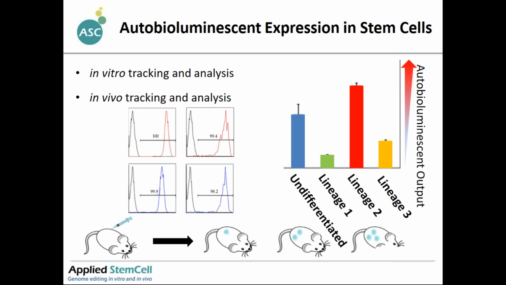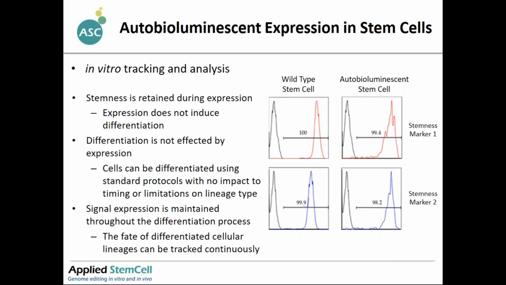So at the end, I'd like to briefly talk about a unique application of autobioluminescent imaging, which is expression in stem cells. There has been evidence showing that expression of the autobioluminescent pathway in stem cells does not induce differentiation, which is good, so your stem cells stay as stem cells. And also it does not affect the capability to differentiate.